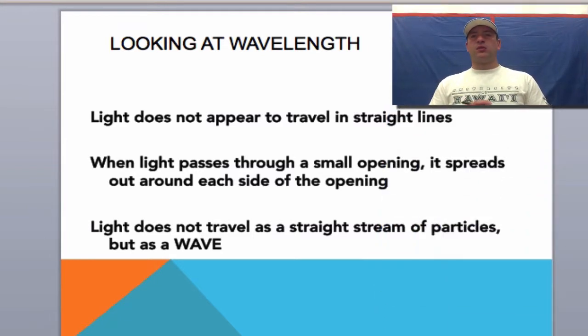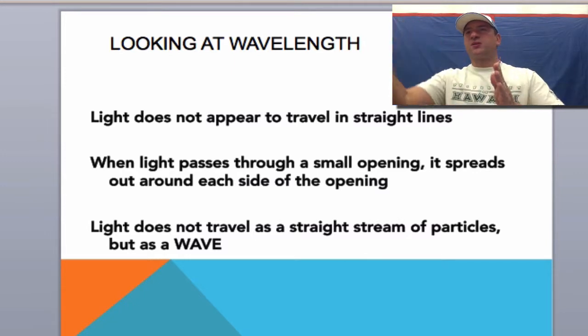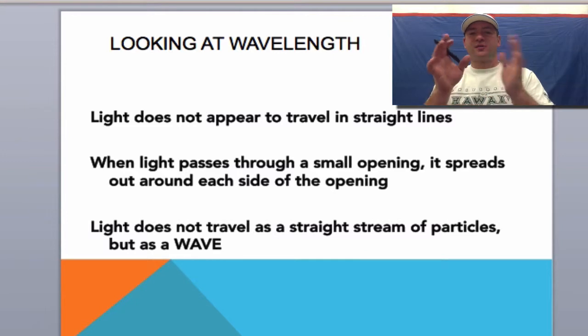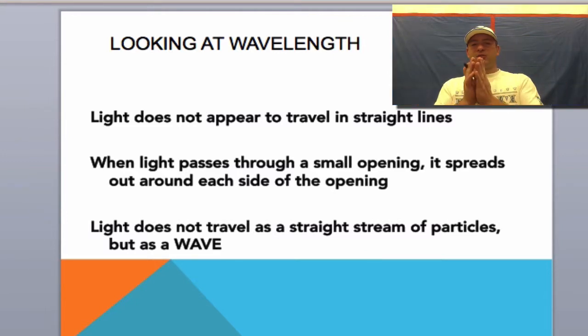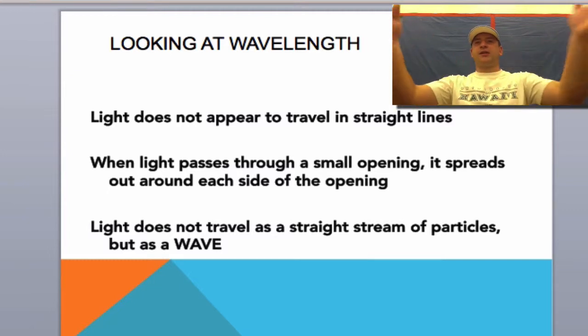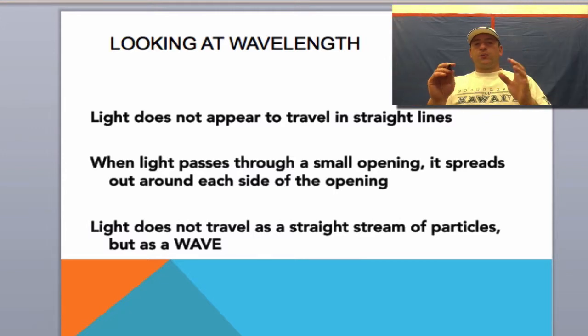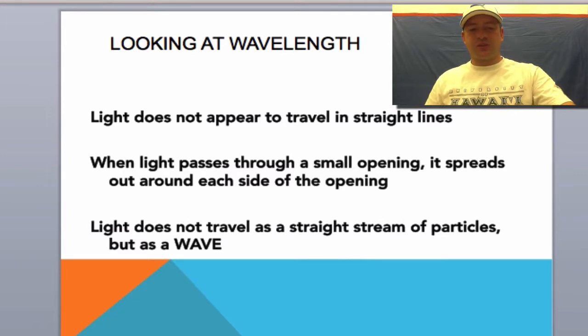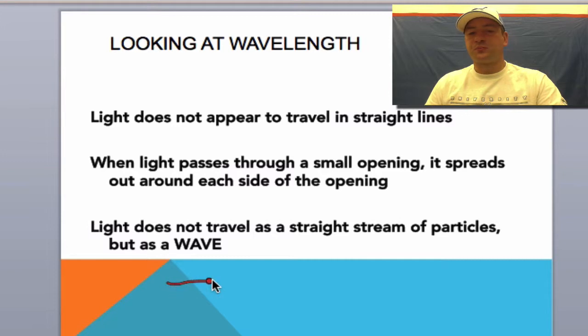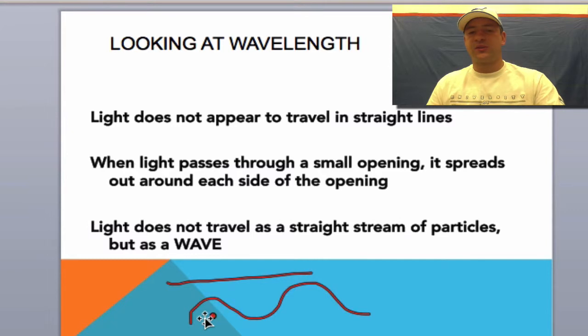So light, when we look at it, doesn't appear to travel in straight lines, because sometimes we can see how light is refracted and we can see the different directions light moves. But when it actually passes through a small opening, it's going to spread out around each side of that opening. So as it passes through, it spreads out. And so light doesn't travel in a straight stream of particles. It actually travels in waves. So instead of having it straight, we're going to talk about this wave model where light travels as such.